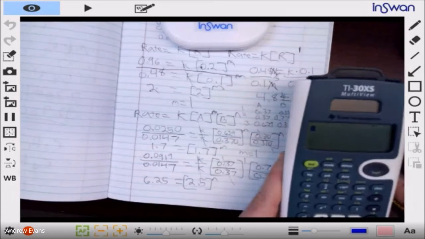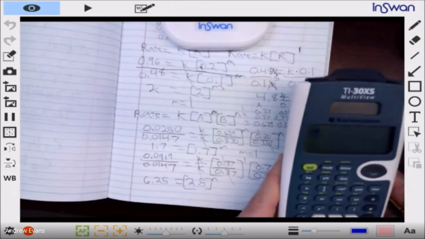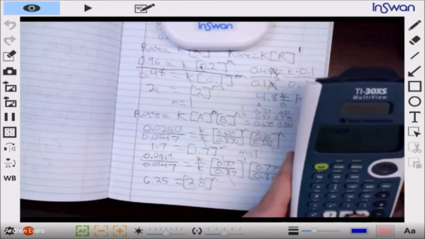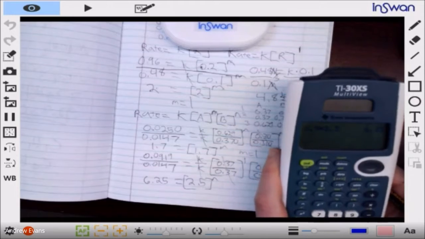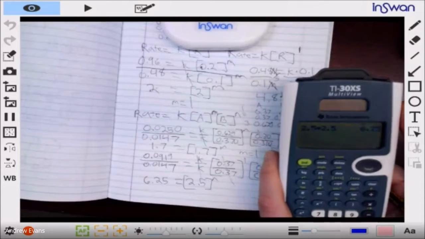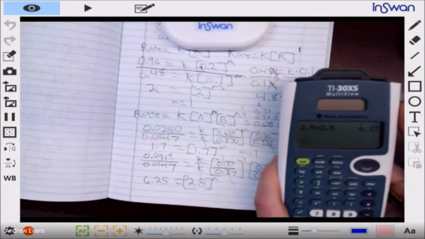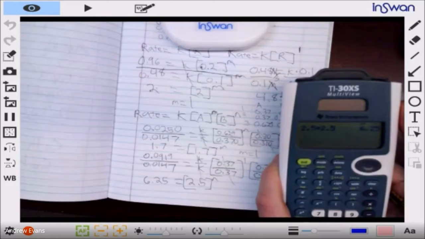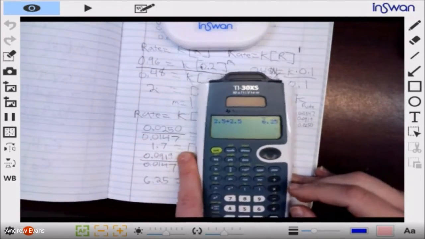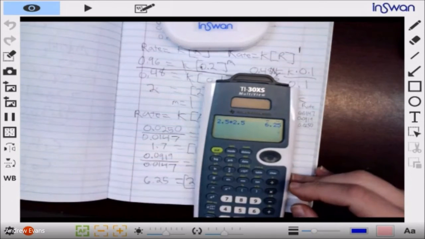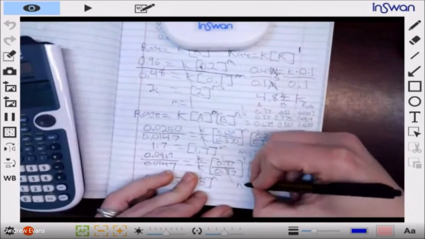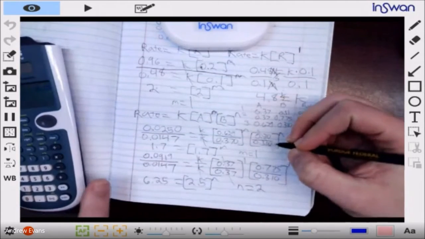Now to make our lives easier, I'm going to make a reasonable guess. I'm going to guess that 2.5 is raised to the power of 2, a full integer. What happens if I square the number 2.5? I get 6.25. Because these orders are typically integers, you can make a reasonable estimate. But you could use the logarithmic method to find it out as well. But we're going to make the reasonable estimate that n is equal to 2.